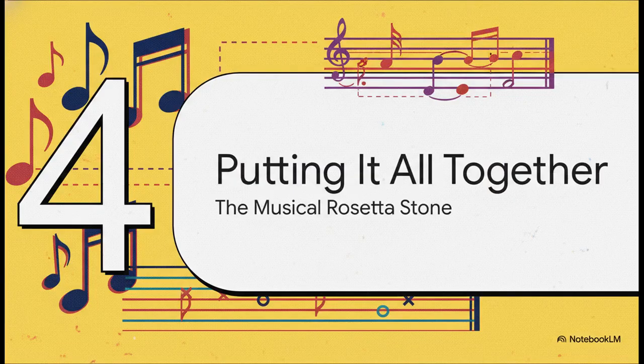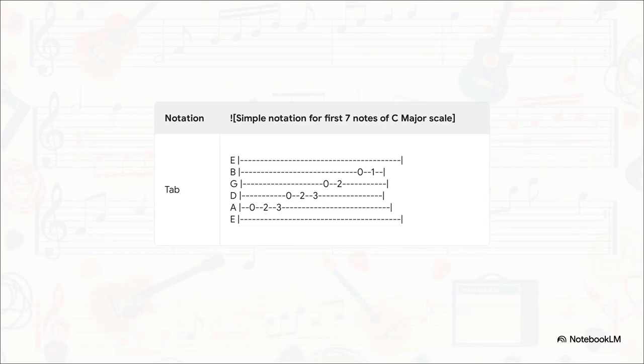And now for the big aha moment. This is where we put those 2 languages together and see how they create a complete picture. This is the musical Rosetta Stone. Okay, look at this. Up top, you've got the standard notation for a simple musical phrase. It's telling you the notes and the rhythm. But then, look right below it. That's the tab for the exact same music.